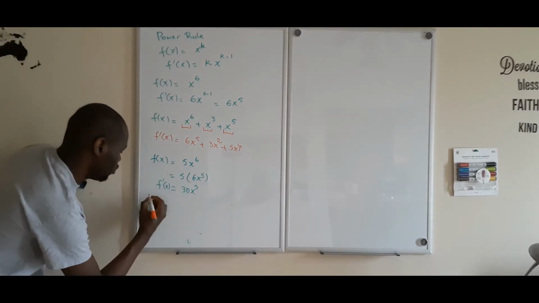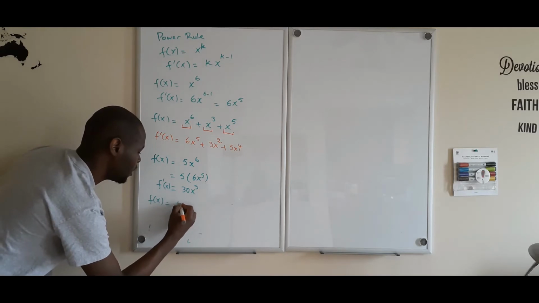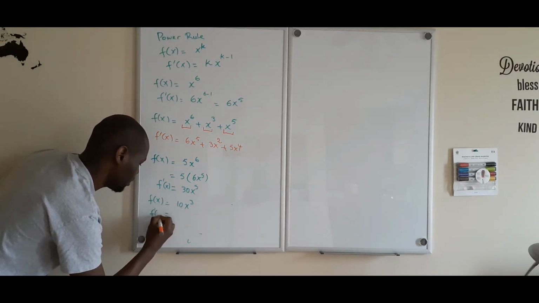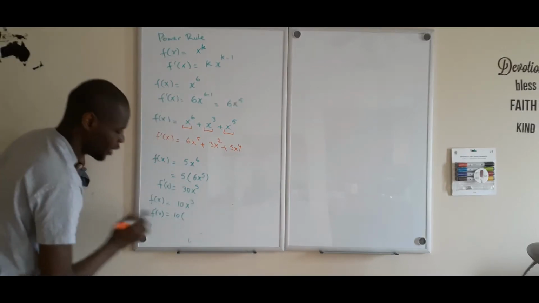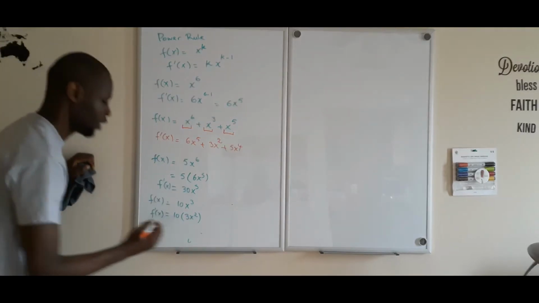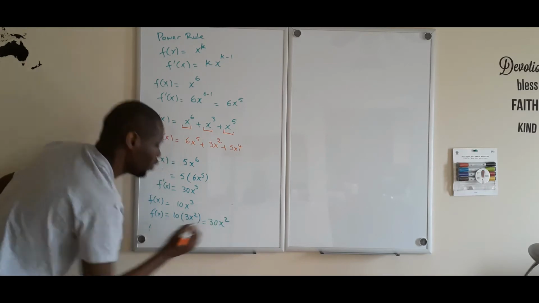The same thing will be true. So if you have f of x equals, let's say, 10x to the power 3, your f prime of x will equal 10, take the constant out, times 3x squared. And this equals 30x squared.